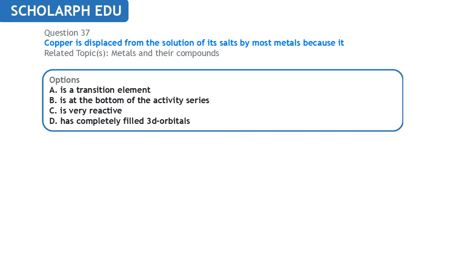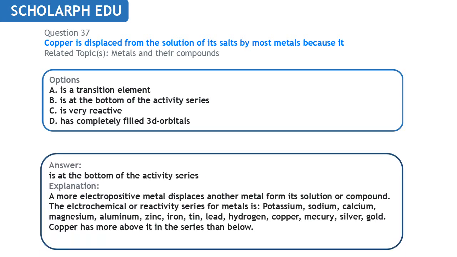Next, copper is displaced from the solution of its salts by most metals because it is... Now, for a metal to be displaced by another metal, the metal that is displacing the other one must be more electropositive. So the reason why copper is displaced from solution of its salt by most metals is because it is lower in what we call the activity series.